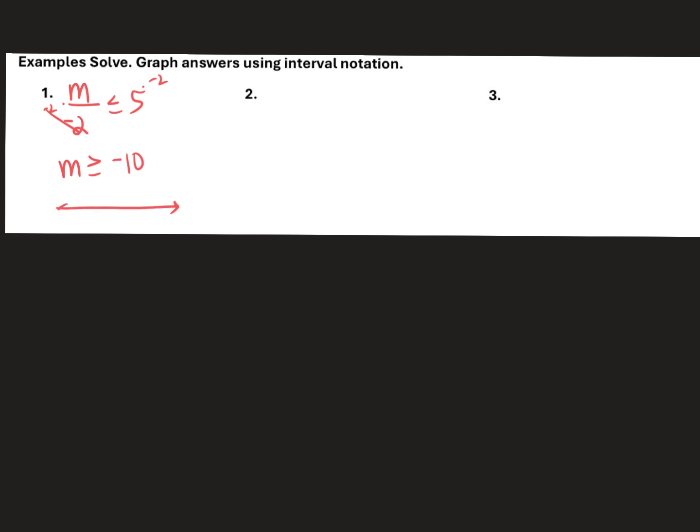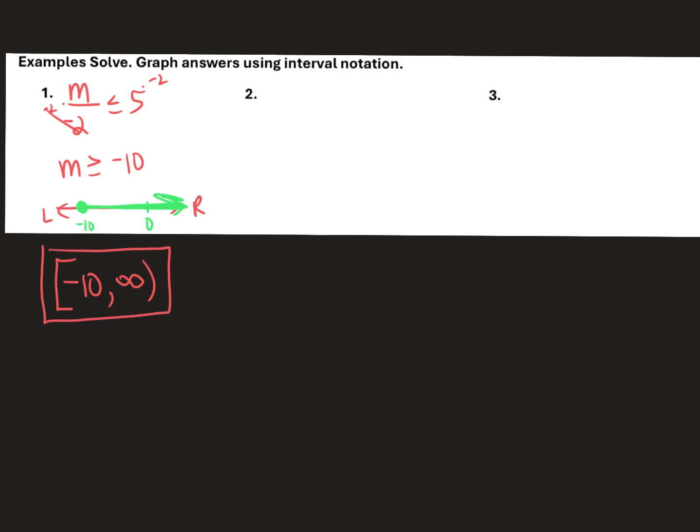Graph that on a number line. It does not have to be graphed fancy. I'm going to put 0. I'm going to put -10. Solid circle. Shade to the right. And then as I read this number line from left to right, where does it start being shaded? At -10. It has a closed circle, so you put a bracket. Where does it stop being shaded? At infinity. And that's my answer to number 1.